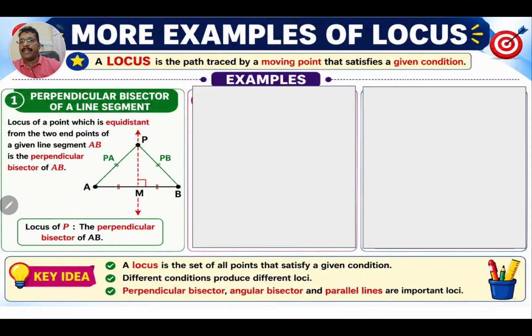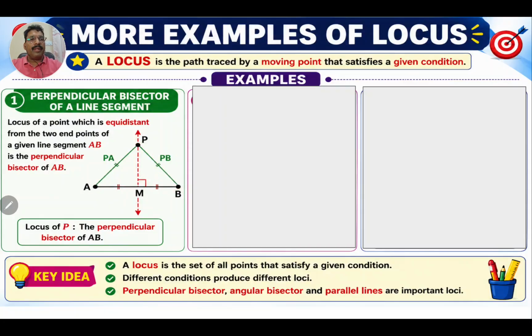See, perpendicular bisector of a line segment. The locus of a point which is equidistant from the two endpoints of a given line segment AB is the perpendicular bisector. It is equidistant from point A and point B. P is here, PA and PB distances are equal. Like that so many points will be there. Here also you can take the point, PA and PB distances are equal. Joining all the points like this will give the perpendicular bisector of AB.